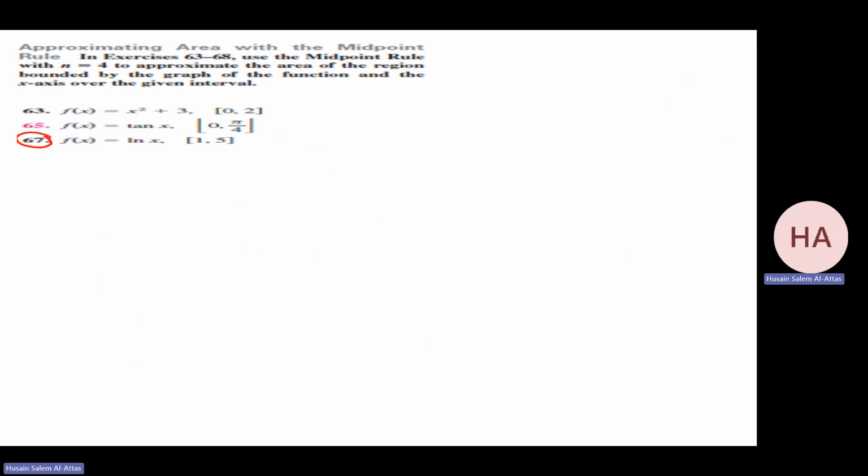Use the midpoint. Now, if you wanted to use what? The midpoint.